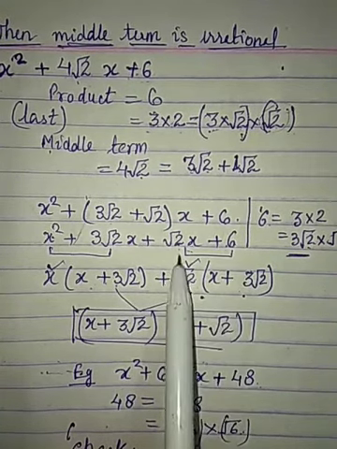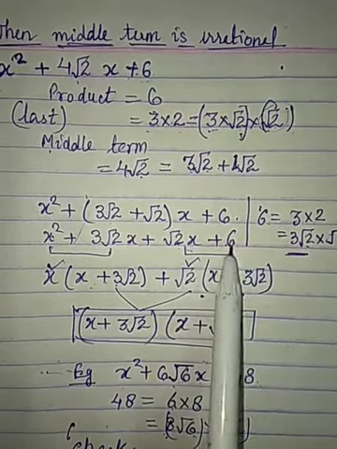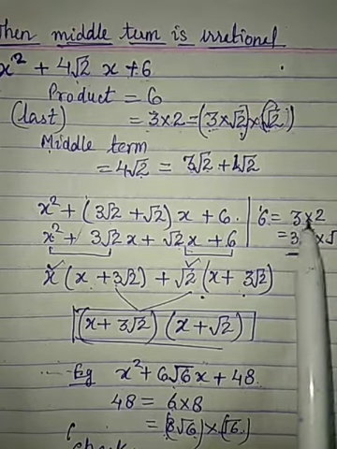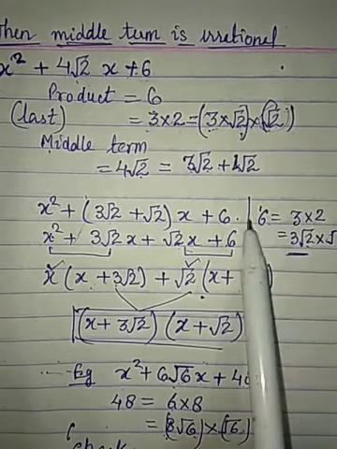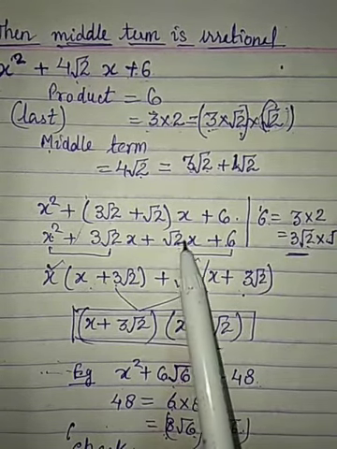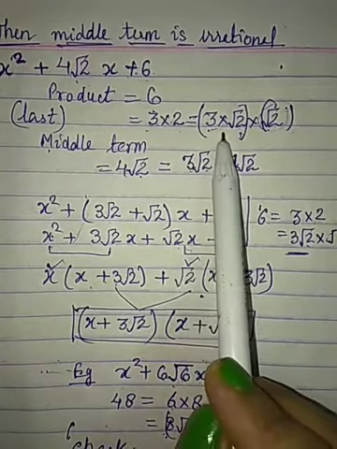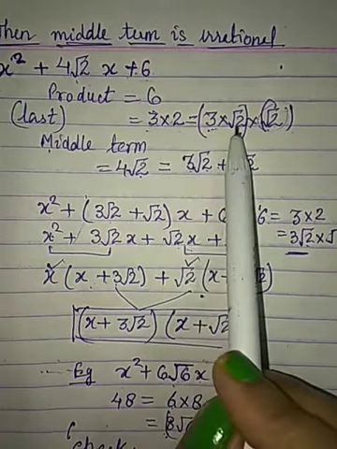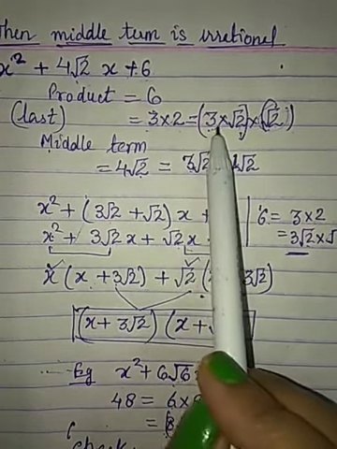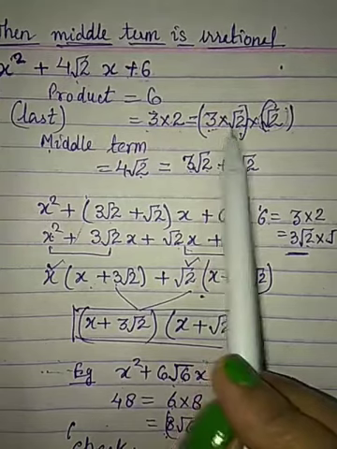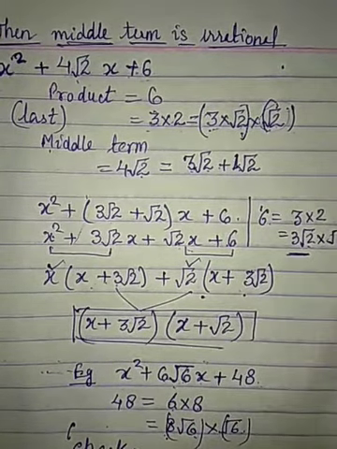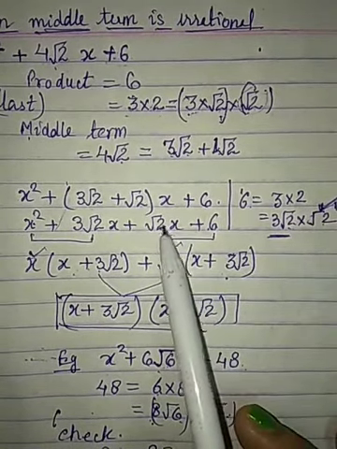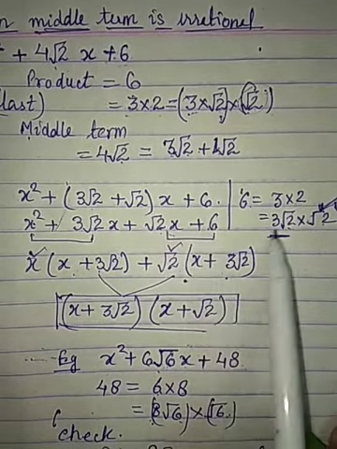Now how to check what is common in these two? This 6 can be written as 3 into 2. 3 twos are 6. But we need a root 2. Like above also I have told you, 3 into 2 is 6, but we need root 2, so we can factorize this as 3 root 2 into root 2. This is root 2 here, and this is 3 root 2 into root 2.